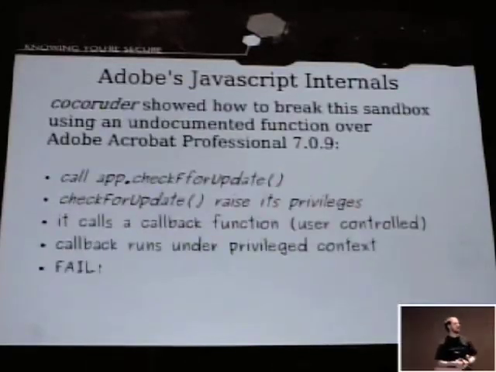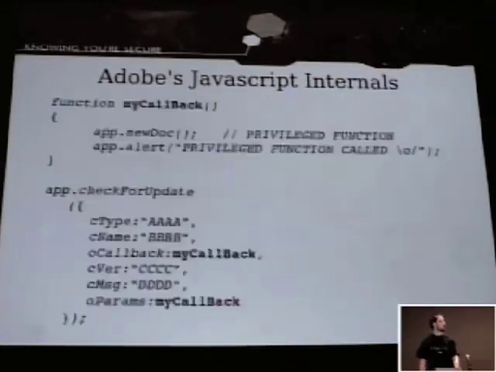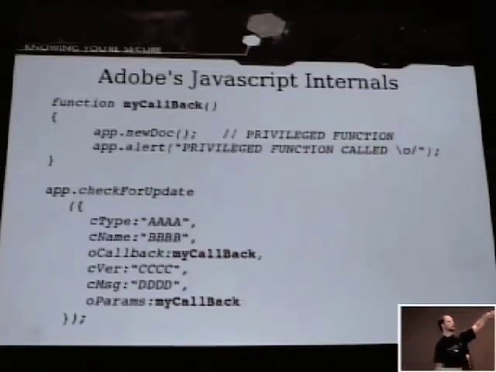I'd rather show how to break a sandbox using the check for date function, which is an undocumented function. This function raises its own privileges, and then it calls a user-controlled callback. So this user-controlled callback function is under a privileged context and can run everything. Here's an example. We define the my callback function, which is user-controlled, and you call a new doc function, which is privileged, and then we call check for date using the oCallback argument and set it to my callback, the function we created before.